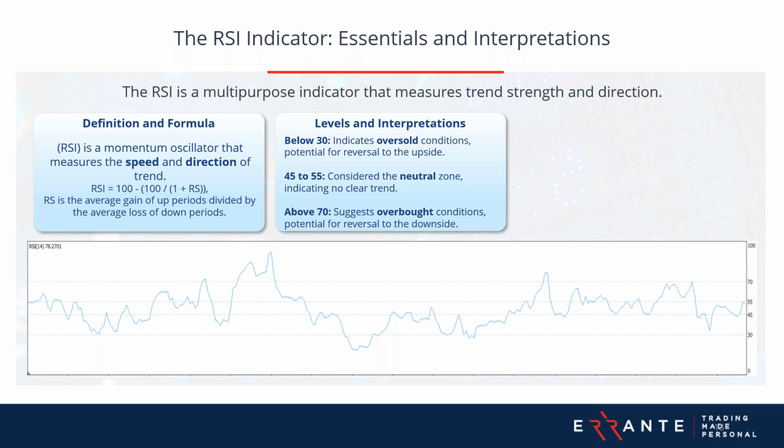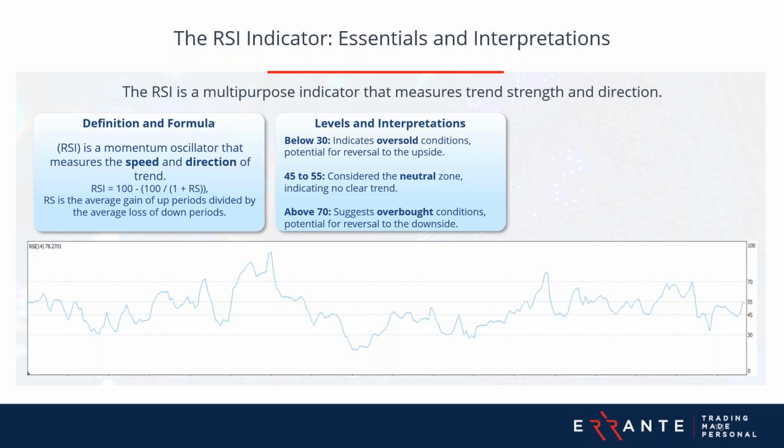The other threshold is 50, but I prefer to, let's say, break it down to not just a level, but a zone between 45 and 55, which is what we consider the neutral zone. This is where the RSI isn't telling us much. The currency pair is moving without a clear trend and is essentially in a state of equilibrium with no significant momentum to the upside or downside.